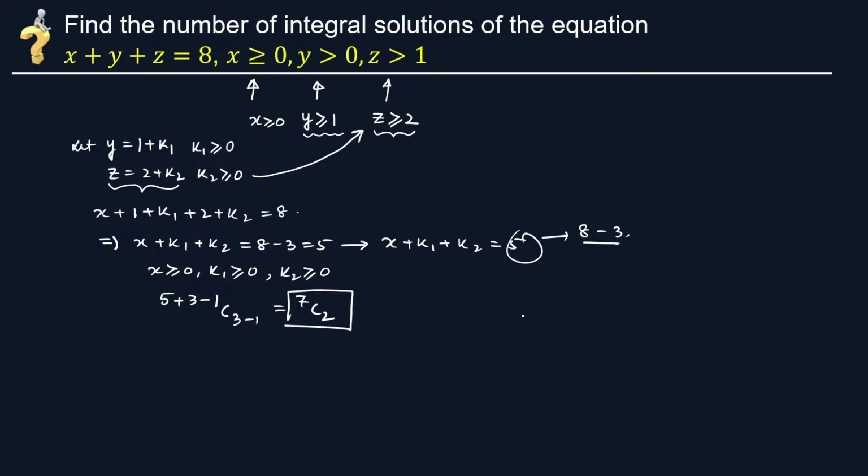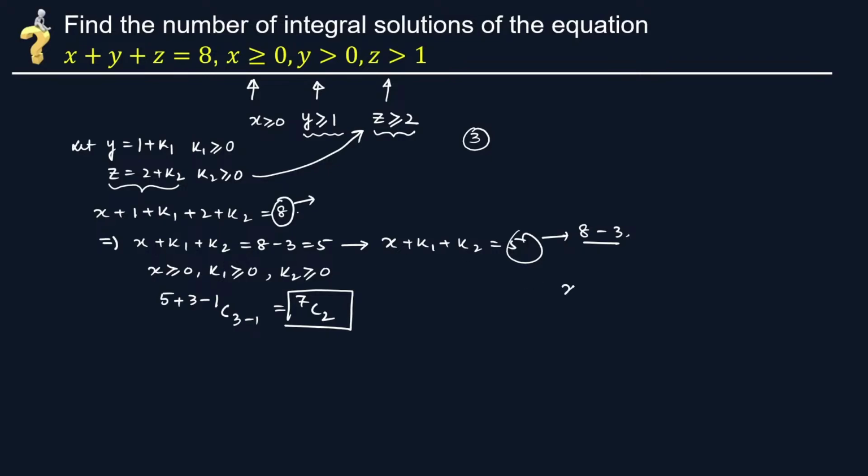If you want to do it a little quickly, if you want to jump some steps, you can remember it this way: whatever is greater than or equal to 1, greater than or equal to 2, you simply add these two. That is, y is 1 and z is 2, so total is 3. You simply subtract that 3 from the number which is given to us and then apply the partition method, and you are going to get your answer.